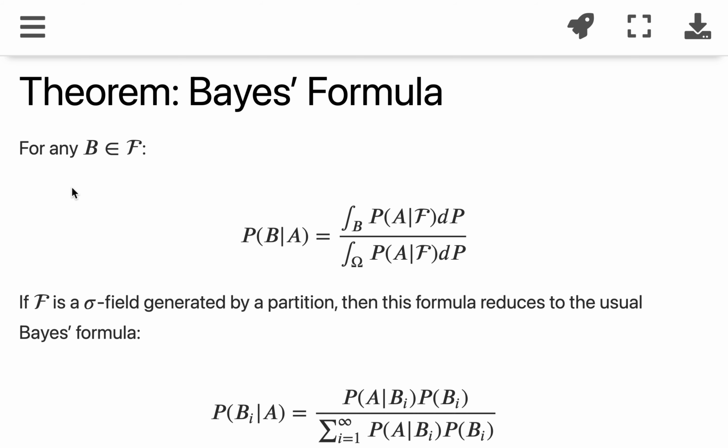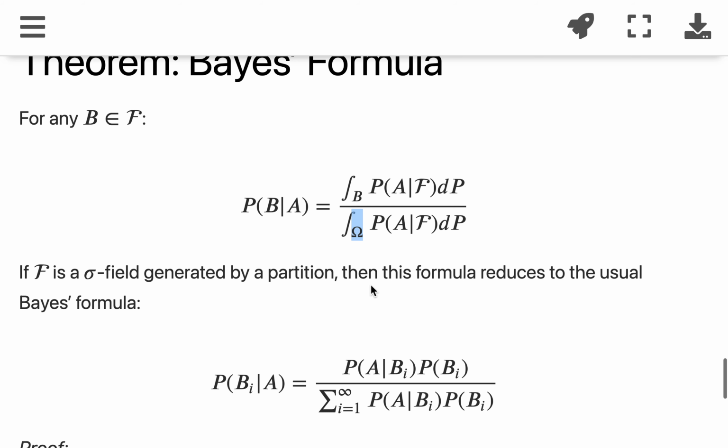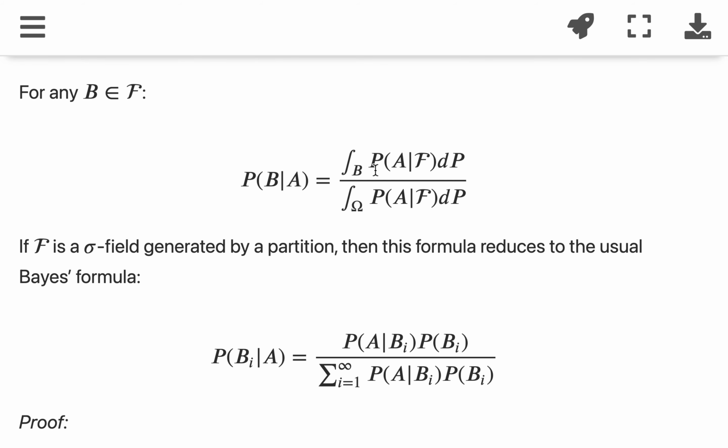So what we are stating is that for any B belongs to a sigma field F, the probability of B given A is this form. That is the integral over B of P(A given sigma field F) dP divided by the integral over the whole space omega of P(A given F) dP. So we want to prove that this is a candidate for our conditional probability of B given A.